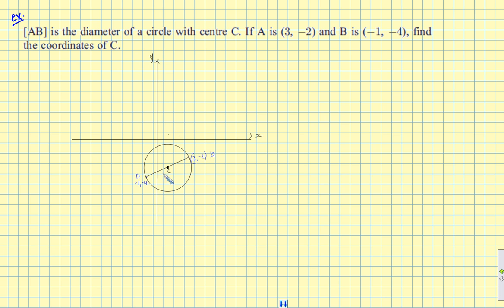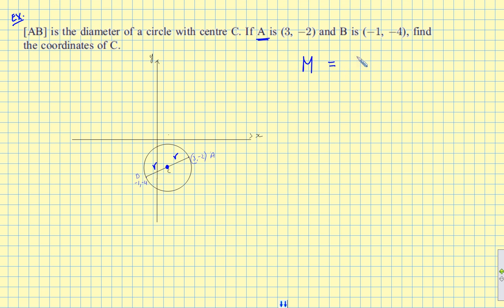All right. Now, the last question I'd like to go over is this one that says segment AB is the diameter of a circle that has a center C. So it says if A is equal to 3, negative 2, and B is negative 1 and negative 4, you are being asked to find the coordinates of C. Well, because it's at the center C, it's the halfway point.